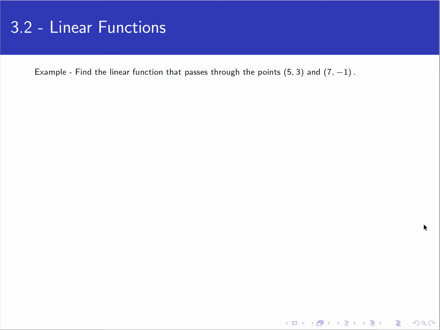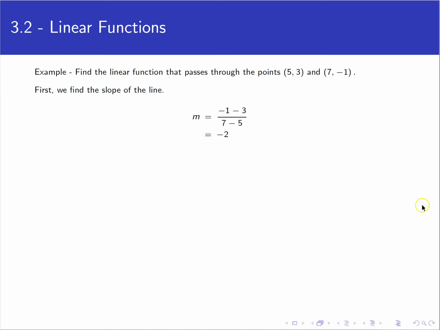All right, let's do another example. Let's say this problem asks us to find the linear function that passes through the points (5, 3) and (7, -1). Well, if we're going to find the linear function that passes through these points, really all we're being asked to do is find the equation of the line that passes through those points. Two things that we need for an equation of a line are a point and its slope, and then we can use point-slope form. Let's find the slope first.